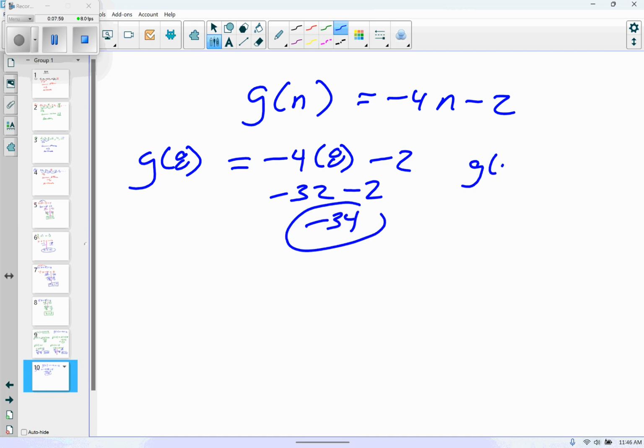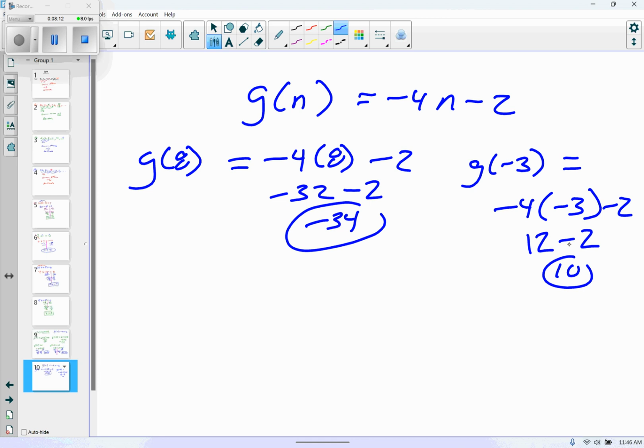I want g of negative 3, which is negative 4 times negative 3 minus 2. Again, I'm replacing the n. Negative 4 times negative 3 is positive 12. Minus 2, I get an answer of 10.